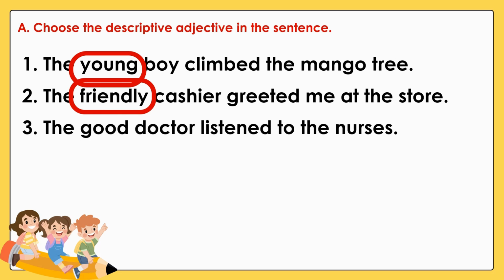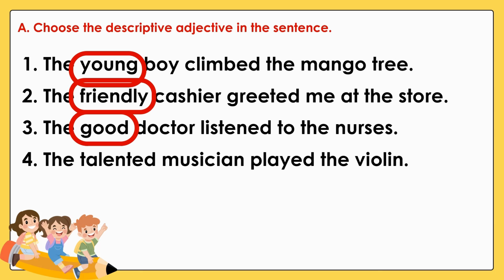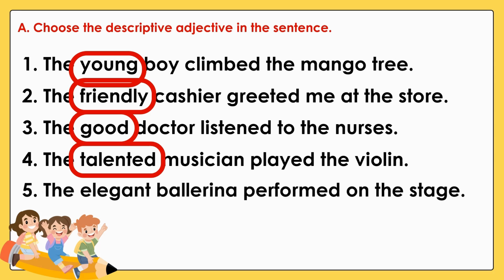Number 3, the good doctor listened to the nurses. The adjective in the sentence is good. It modifies the noun doctor. Number 4, the talented musician played the violin. The adjective in the sentence is talented. It modifies the noun musician. Number 5, the elegant ballerina performed on the stage. The adjective in the sentence is elegant. It modifies the noun ballerina.